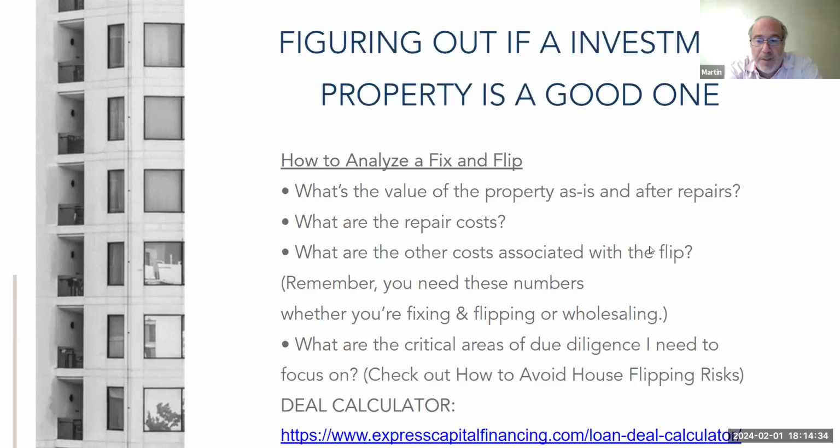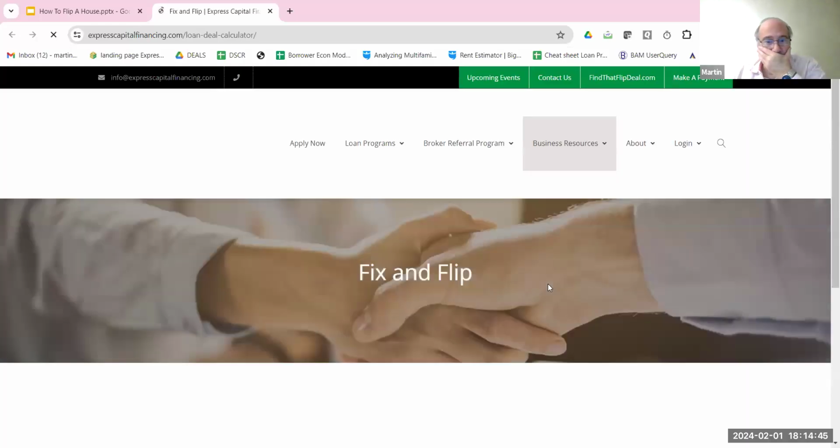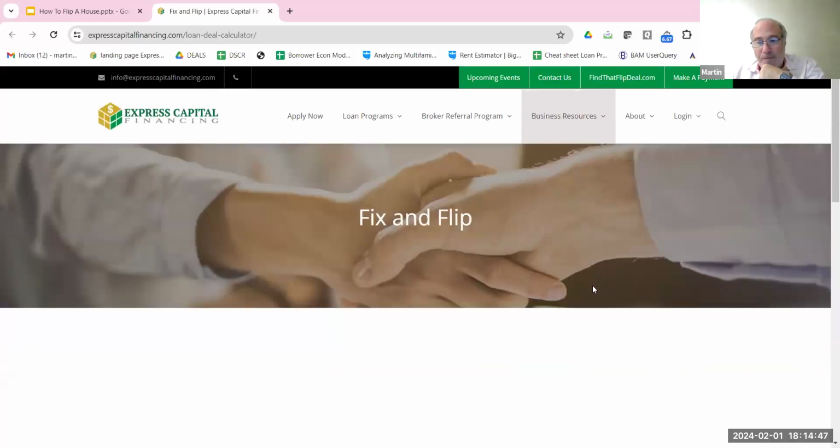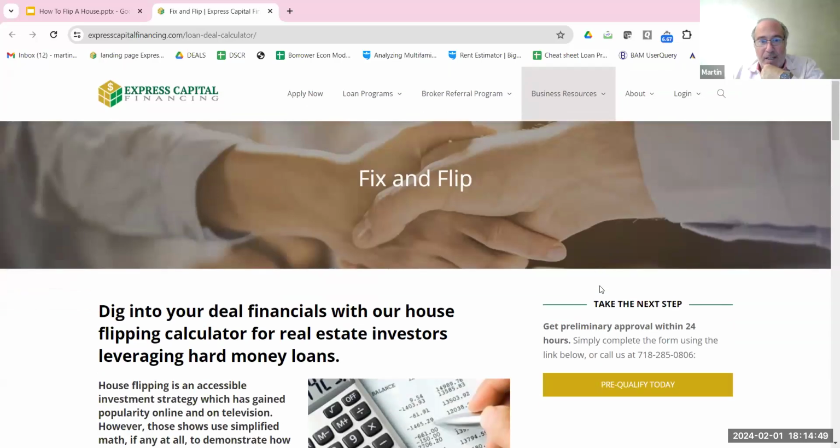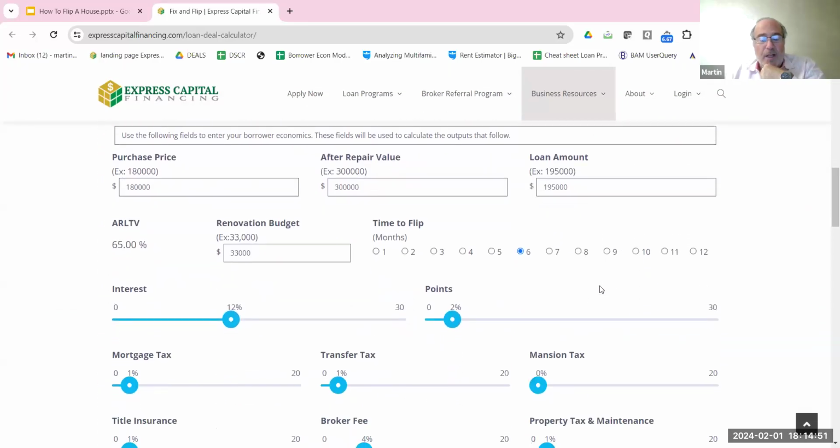What are the other critical areas of due diligence I need to focus on? Well, it's about a deal calculator going over the numbers. I'm going to go through it. So this is our website, and the deal calculator, which I could share with you, is on our website, so you could always go there after the webinar. Put in the purchase price, the after repair value, the loan amount, the ARV. Lenders today want to be at about 70%.